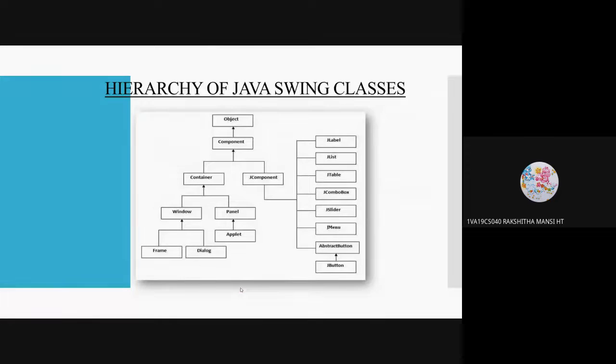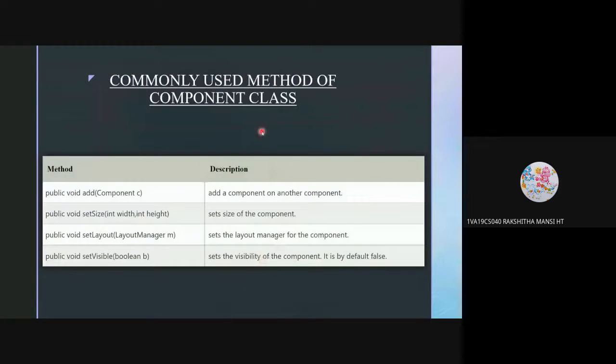So let's have a look at the commonly used methods of the component classes. Coming to the first one, add. Add is a method which is used to add any component onto another component. For example, if I consider frame as one of my components, then adding a button onto that frame would be adding a component button onto the component frame. That is what is meant by adding a component onto another component.